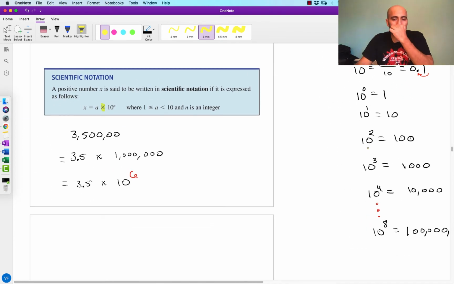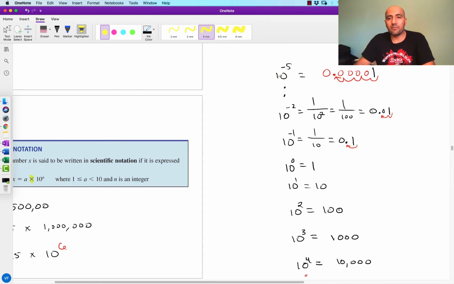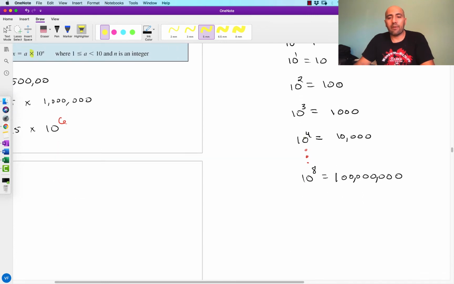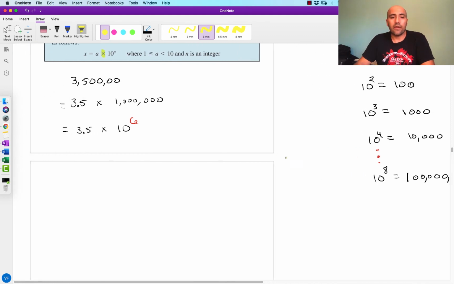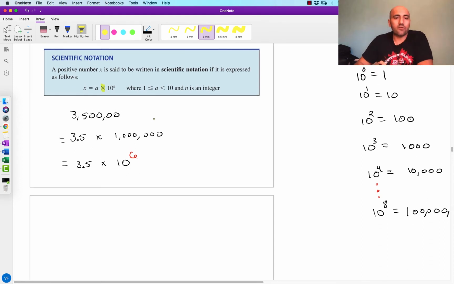And so if we have a negative in the exponent, we're going to end up with a small decimal value, like 10 to the negative 5 is a small decimal value. And then if we have a positive in the exponent, that means we're going to end up with a very large number, like 10 to the 8th power, that's 100 million. Okay, so keep that pattern in mind as we go back and forth with scientific notation.